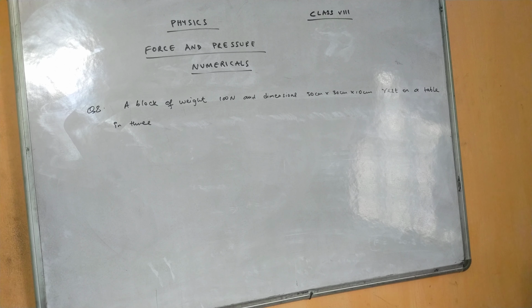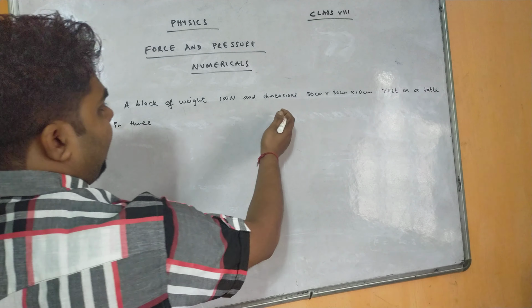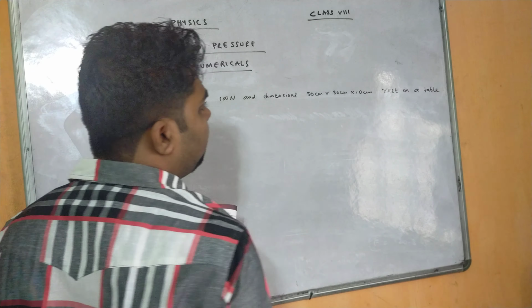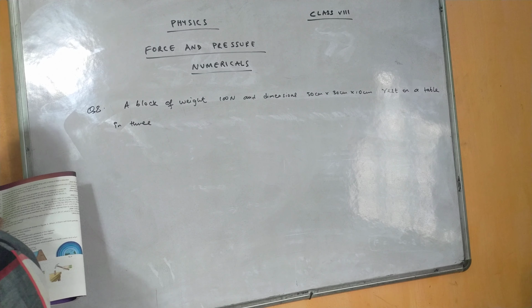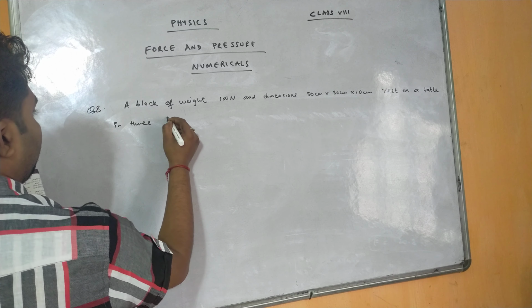So next question we have, question number 8. A block of weight 100 Newton and dimension 50 centimeter into 30 centimeter into 10 centimeter rests on a table in 3 different positions.